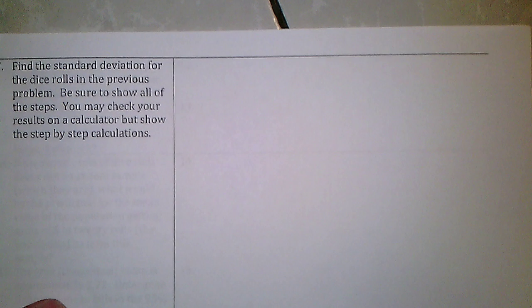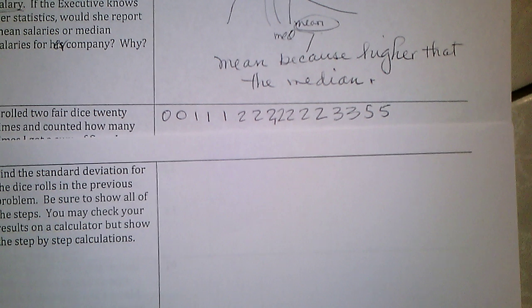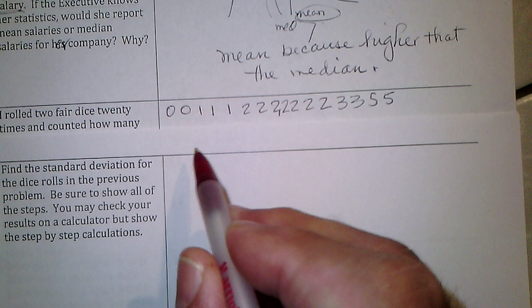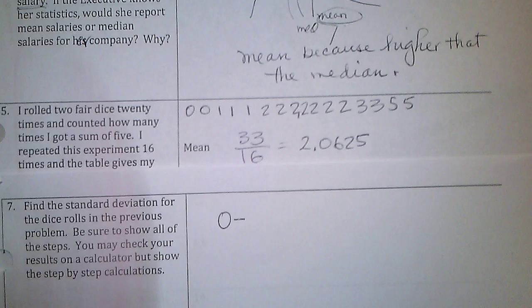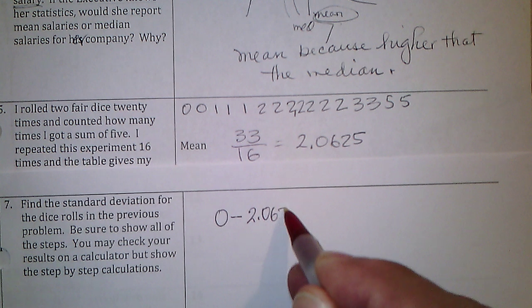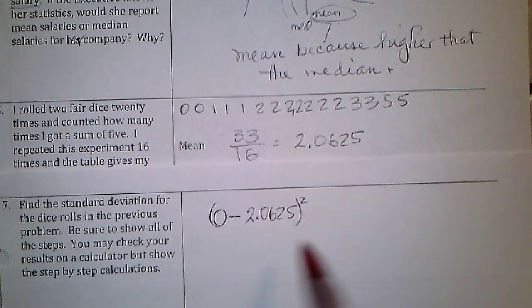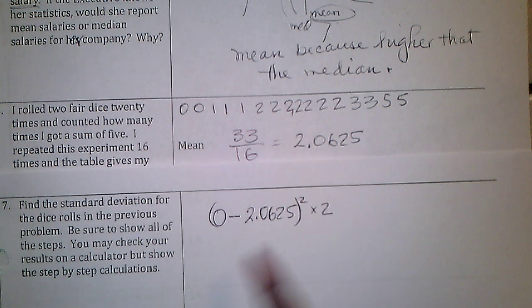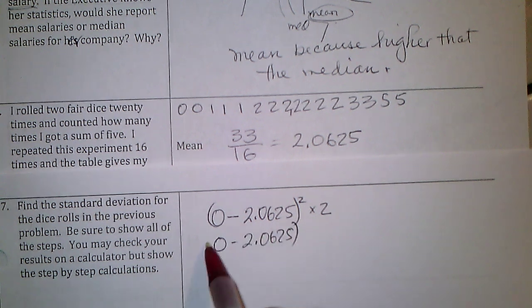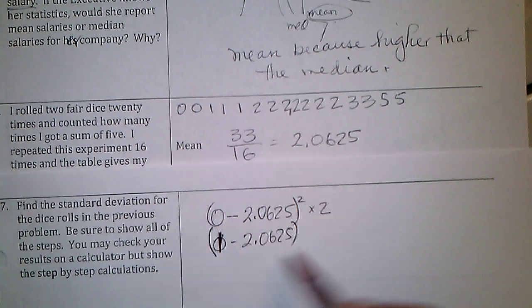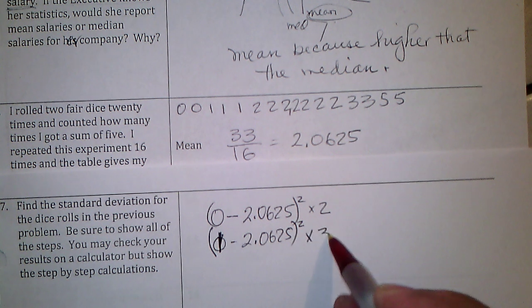Then page 2. So now it says find the standard deviation. So we're going to need these numbers again. And since I've got them organized here, it's going to make this easier. So I got to take 0 minus the mean, which was 2.0625, and then I got to square it. I got to do that twice, and then I got to take 1 minus 2.0625 and square it, and I got to do that 3 times.